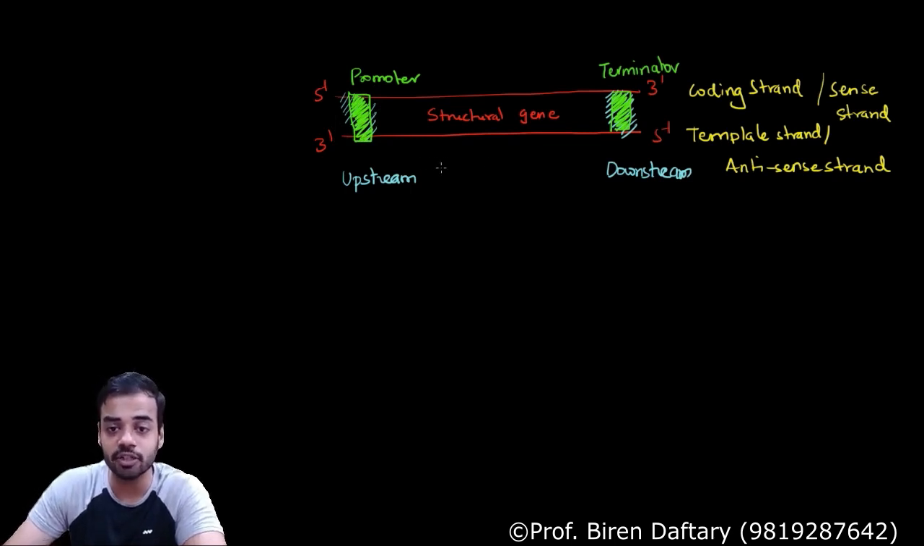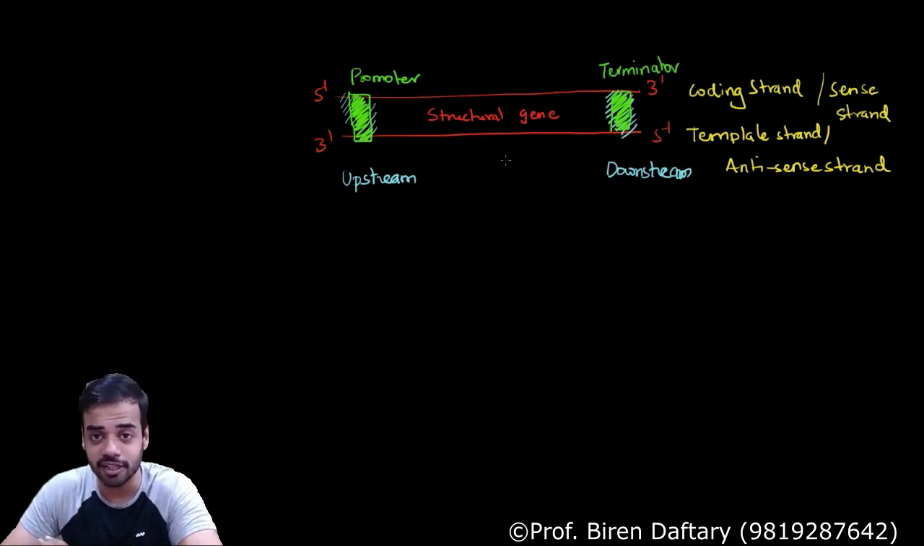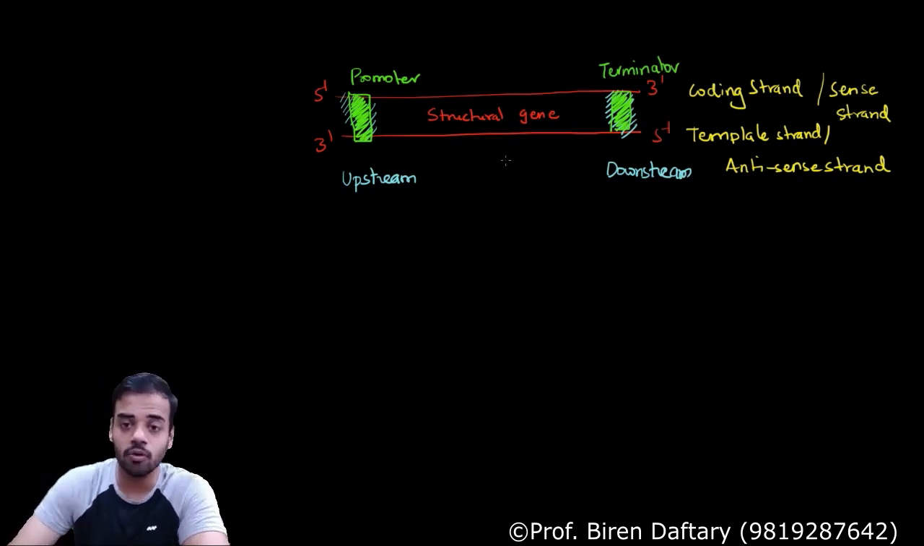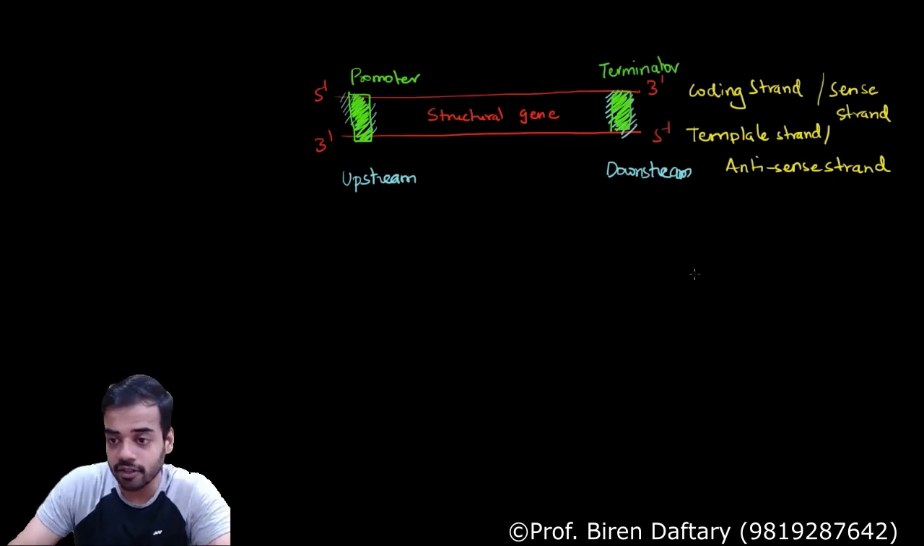That enzyme is basically going to use this template to create a complementary mRNA. So what will be the name of the enzyme? It will be DNA dependent RNA polymerase. In your book they have only given RNA polymerase. Okay, now let us start with transcription.